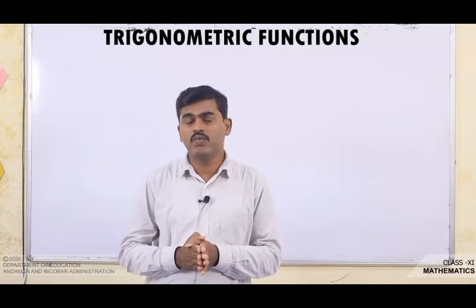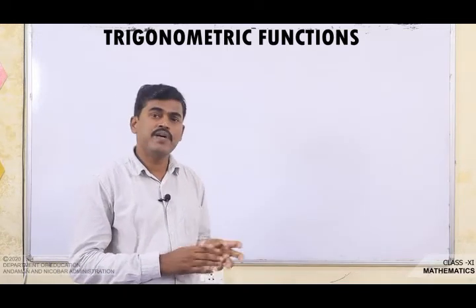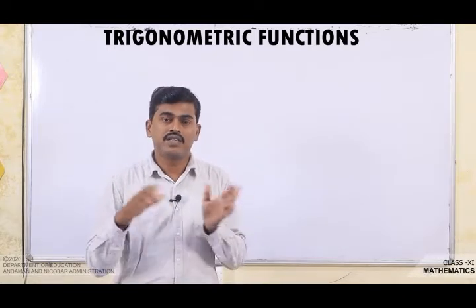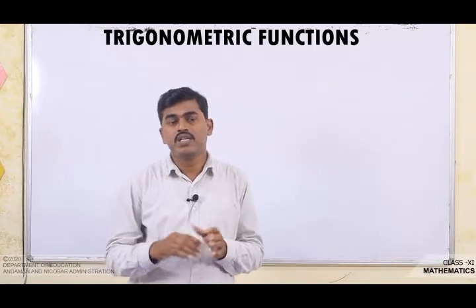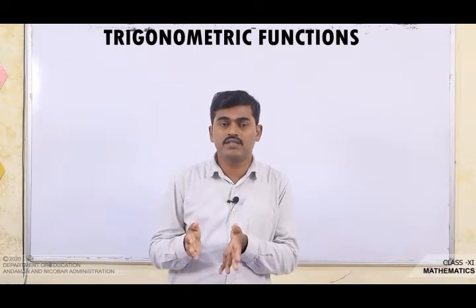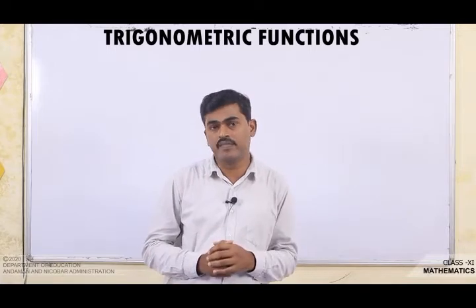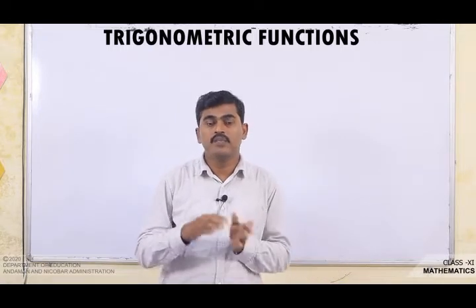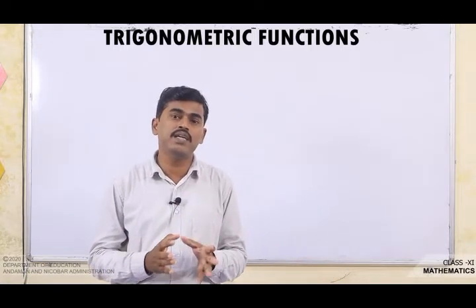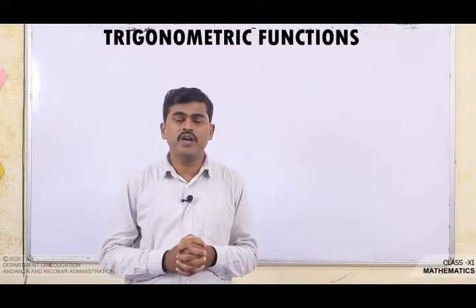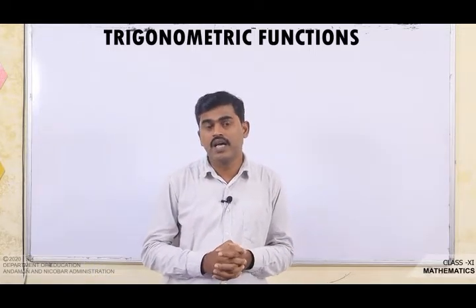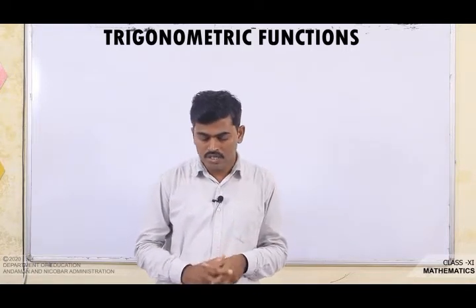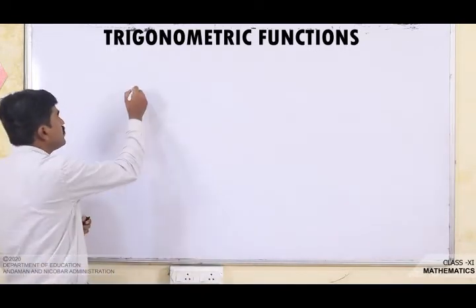So what is actually trigonometry? Trigonometry is a word derived from the Greek words trigon and metron. Trigon means three sides of a triangle and metron means measurement. In trigonometry we measure the sides of a triangle, but to do that we need angles. So first of all we are going to talk about angles, how to measure them, and the units of measuring angles. Let us first talk about what is meant by angle.